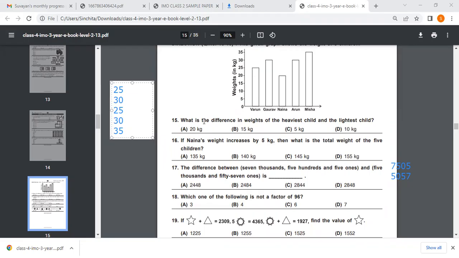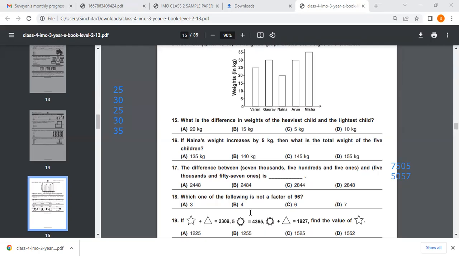Yes, Roshni. Roshni, number 18 is correct. Okay, number 19. Roshni, first. 145 kg. Very good. Excellent. Shruti, you can do number 17. Roshni, explain number 18, beta.